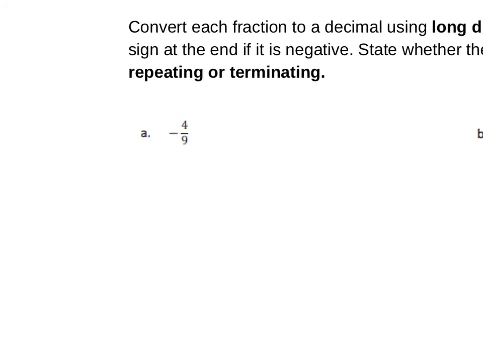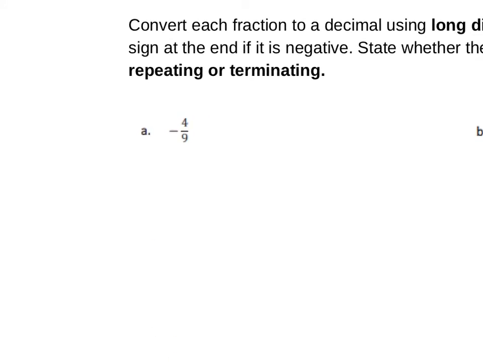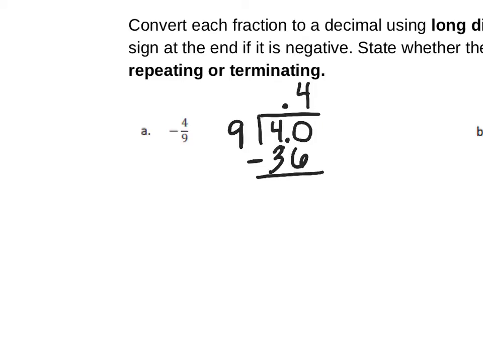So -4/9. You ignore the negative sign to start with and you simply put your long division form. You're going to have your numerator inside and your denominator outside. Put your decimal point and bring it up to the top. 9 goes into 40. 9 times 4 gives you 36. We subtract 40 minus 36 and get 4. Pull down a 0. I'm sensing a pattern.